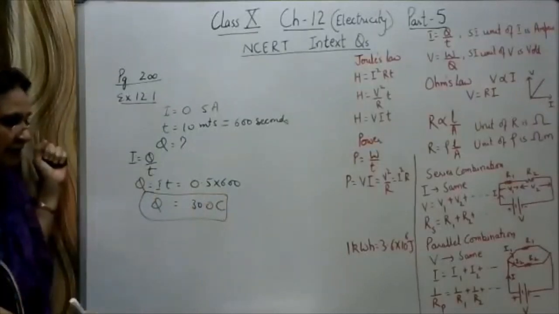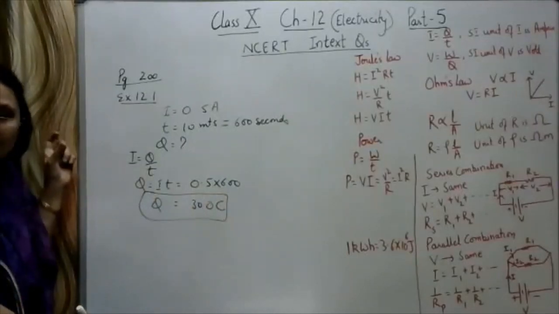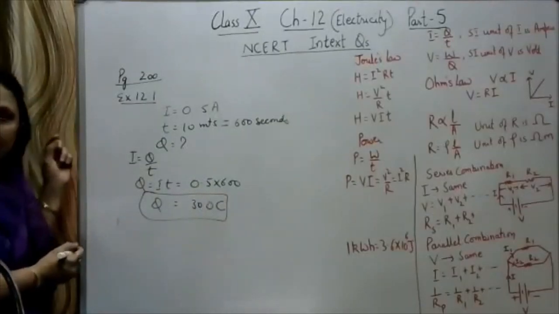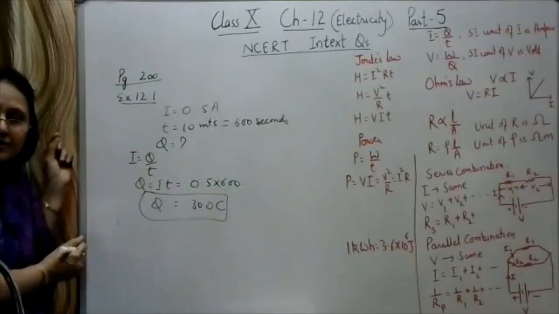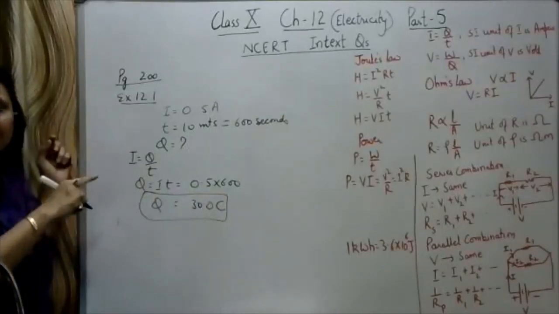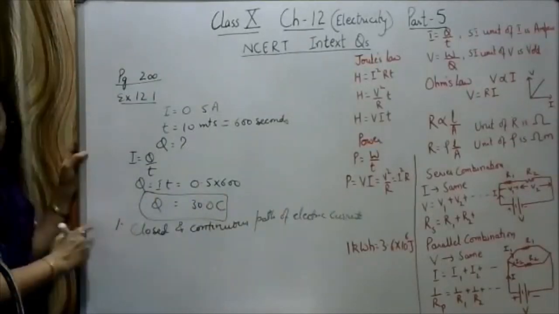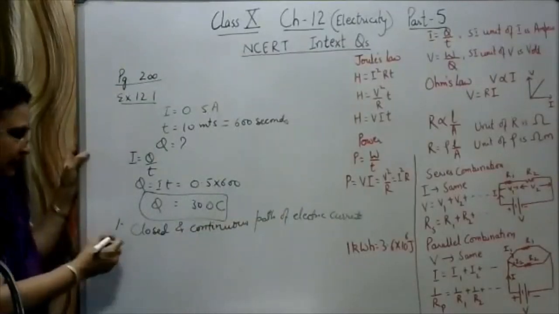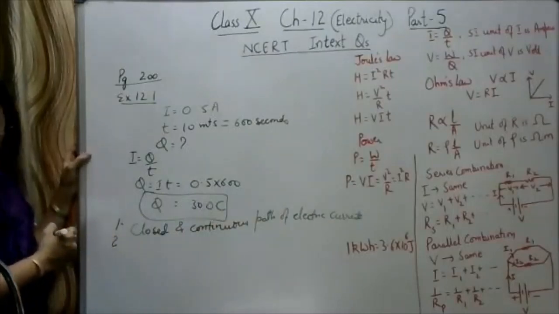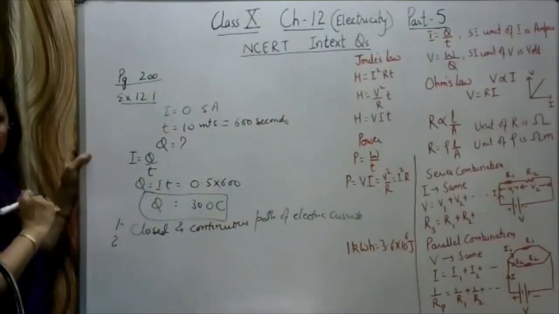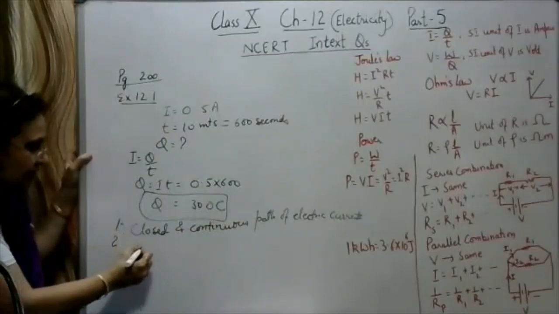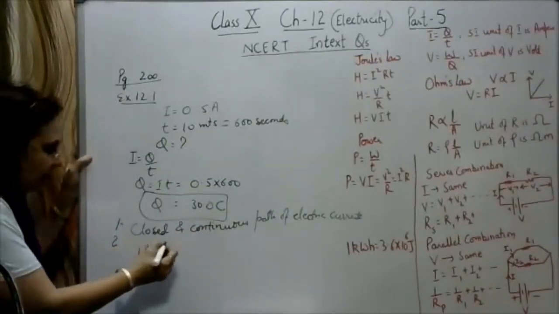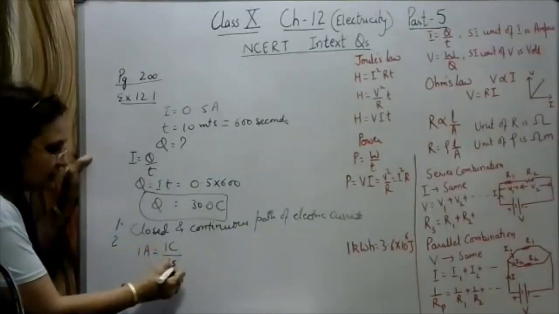Then on the same page, there are a few unsolved questions. Question number 1 is, what does an electric circuit mean? An electric circuit is a closed and continuous path of electric current. So a closed and continuous path of electric current is called an electric circuit. Next is define the unit of current. The SI unit of current is ampere, but defining means here you have to define 1 ampere. 1 ampere is the electric current when 1 coulomb of charge flows for 1 second.